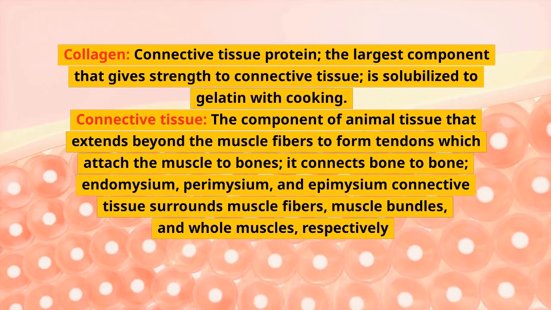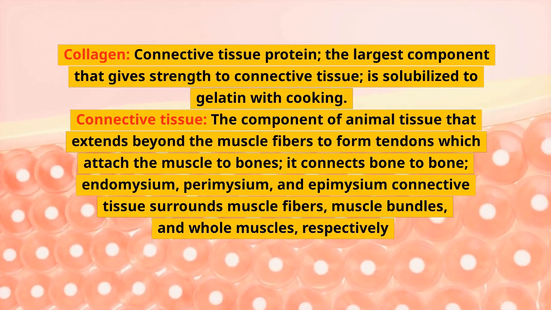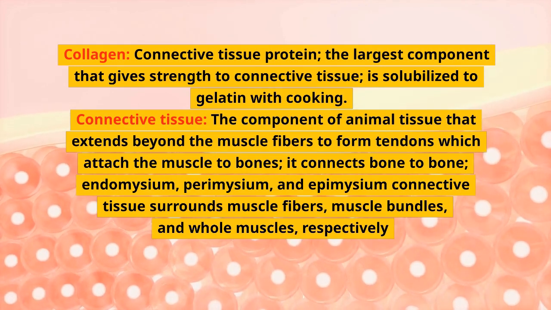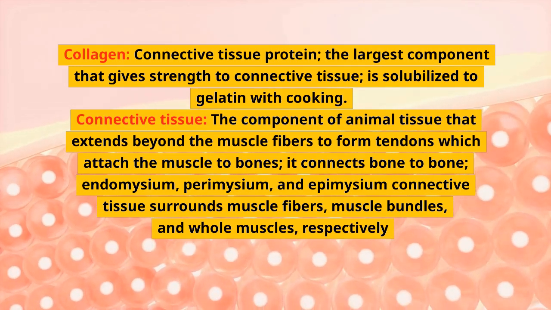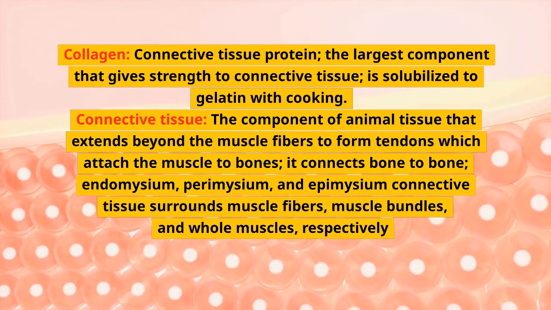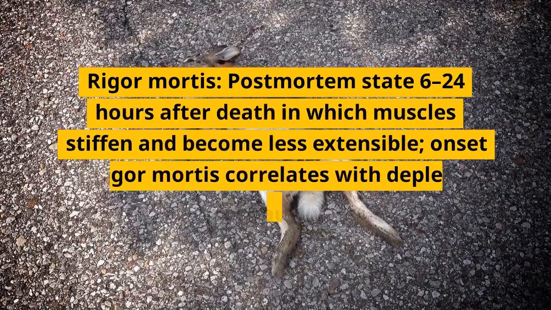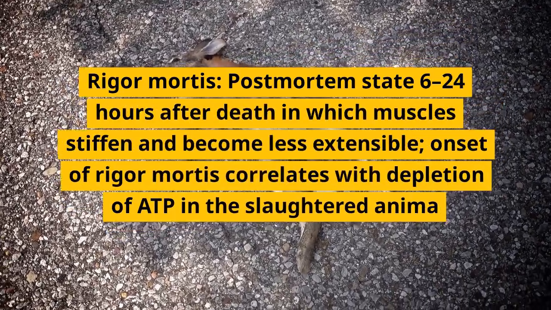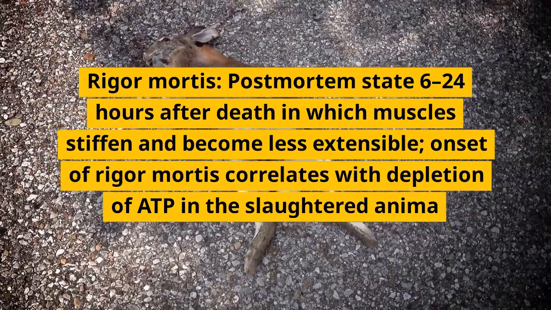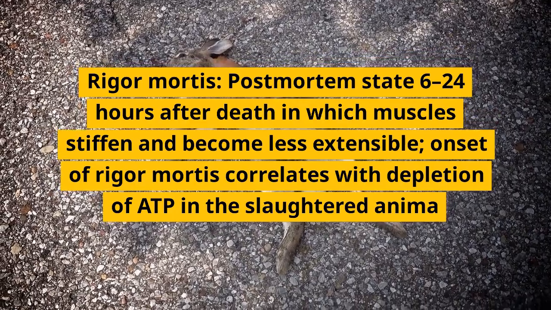Connective tissue. The component of animal tissue that extends beyond the muscle fibers to form tendons which attach the muscle to bones. It connects bone to bone. Endomysium, perimysium, and epimysium connective tissue surrounds muscle fibers, muscle bundles, and whole muscles, respectively. Rigor mortis. Postmortem state 6 to 24 hours after death in which muscles stiffen and become less extensible. Onset of rigor mortis correlates with depletion of ATP in the slaughtered animal.